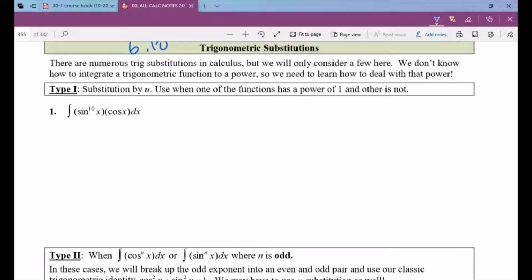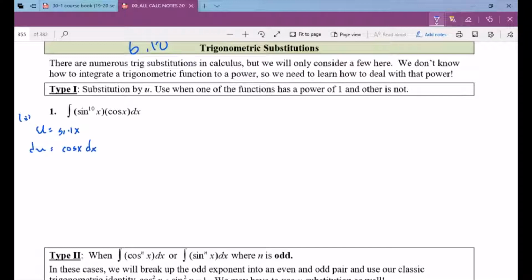If type 1 looks like this, if you have something in sine, and it doesn't matter to what power, but your other one, the cosine, is to degree 1. Or it could be the other way, if you have cosine to the 10 times sine to the 1. As long as the other one of the cosine and sine is to a power 1, then we can do a nice easy substitution. Let's say let u equal, in this case we're going to want sine x, and therefore you differentiate that, du is equal to cos x dx.